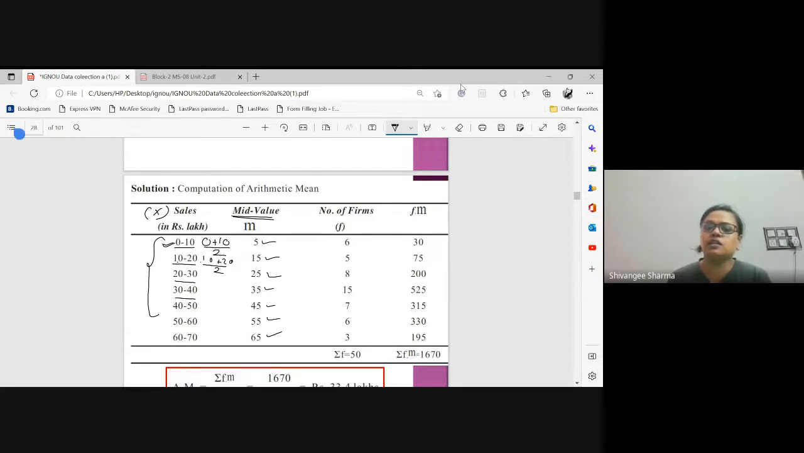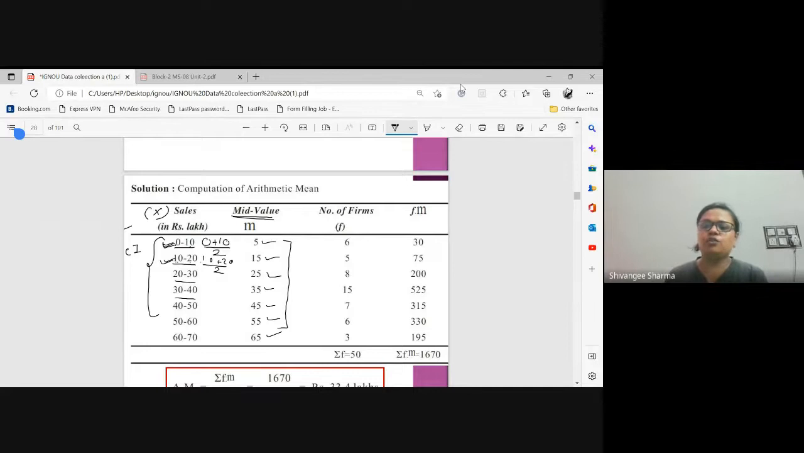This continuous data of X is known as class interval. Okay, we call it a class interval, where if we talk about the first class interval here, the lower limit is 0 and the upper limit is 10, right? For the second class interval, the lower limit is 10 and the upper limit is 20. So the very first step for calculating mean, you have to find the mid value of your class interval. Once you have calculated the mid value, then the question becomes same as your discrete data.